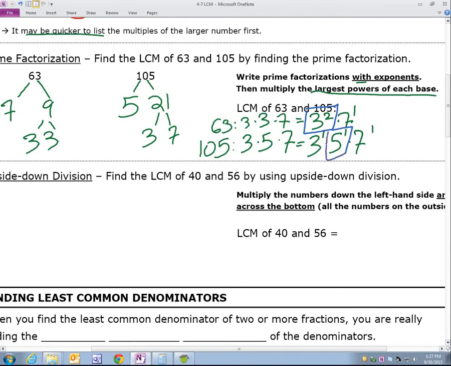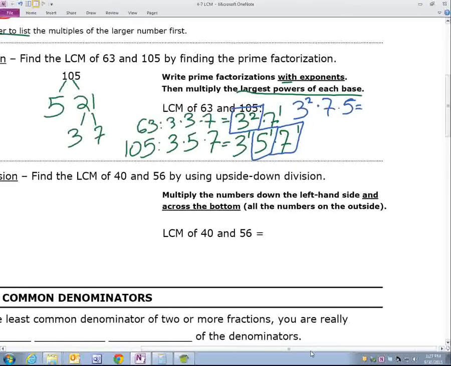No, there's nothing bigger than 5 to the first. And then we're just going to take this 7 to the first because there's the same power there. So now we multiply the largest powers of each base. So we would have 3 squared times 7 times 5.